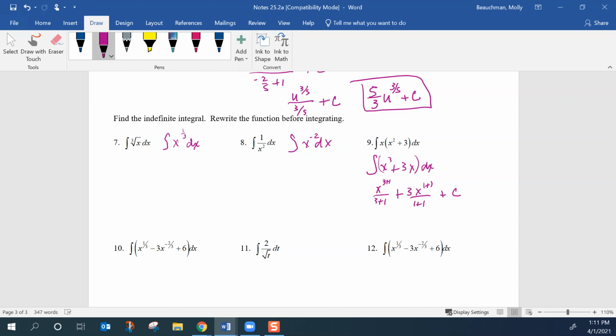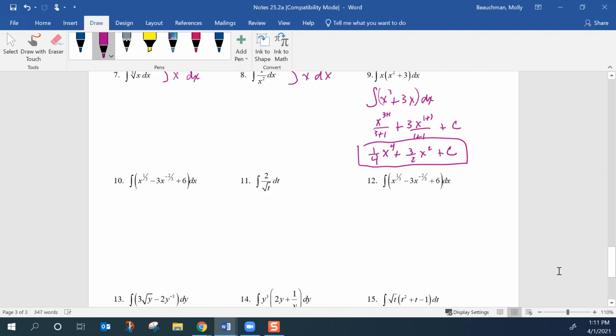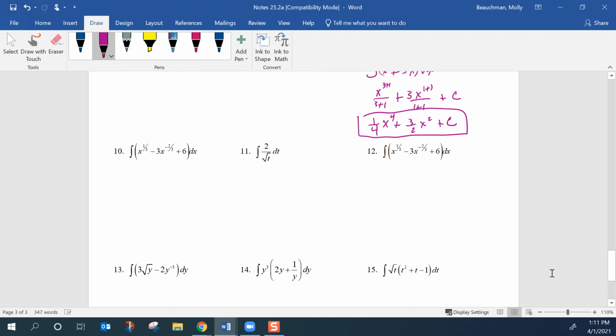And then simplify your expression. X to the 3 plus 1 is x to the 4th over 4, or 1/4 x to the 4th, plus 3 halves x squared plus a constant. And again, check by taking the derivative. In the next row, 10, 11, 12, 10 is written correctly.